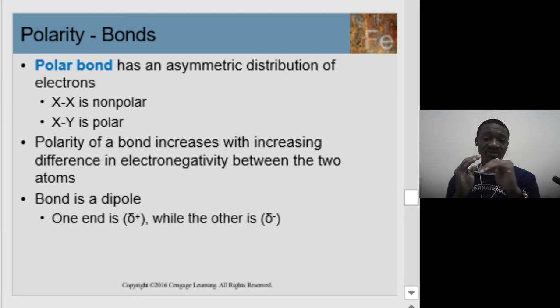So when there's an increase in electronegativity, you have that push and pull because of the asymmetric distribution of electrons. So you have one tending towards the other side and the other one tending back. So you have that asymmetry, and that is what polarity is. That's what causes that tension and polarity. So we call them, the one end is sigma positive, and then the other is negative.